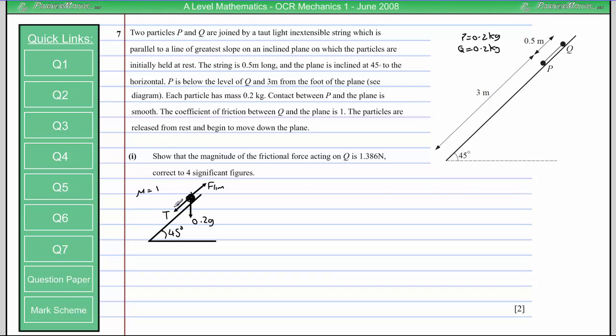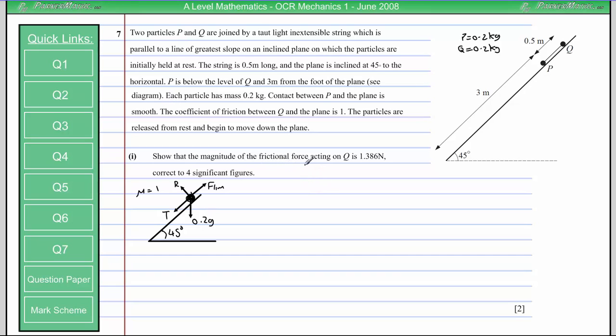Now let's have a think about how we know there would be a tension in this string. Both of these particles have an equal force down the slope due to the weight. However, particle P doesn't have any friction acting on it. It's smooth. That means that particle P doesn't have any resistance from the slope to slow it down. We've got one more force we need to add on here, which is the normal contact force, R, and that's going to be at right angles to the slope.